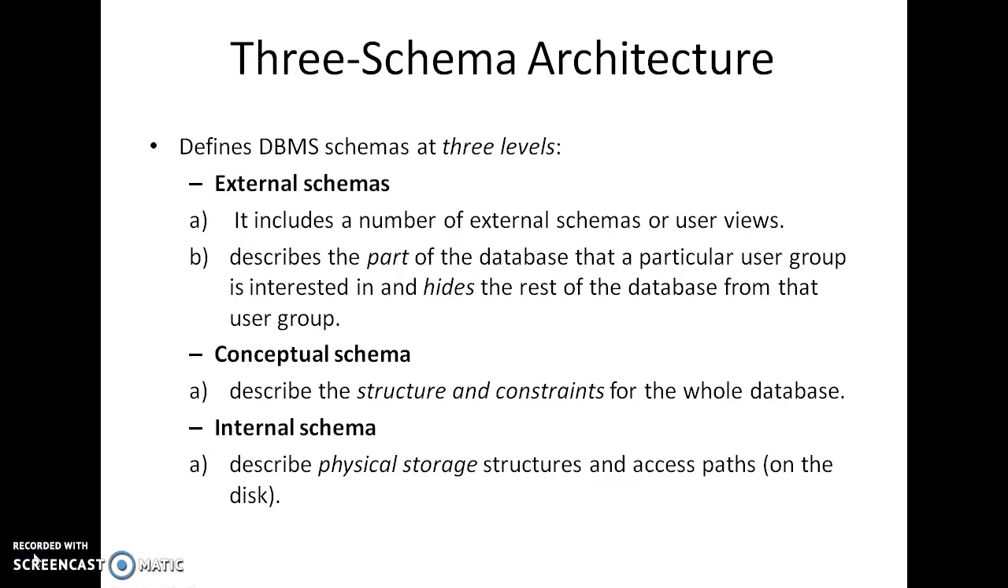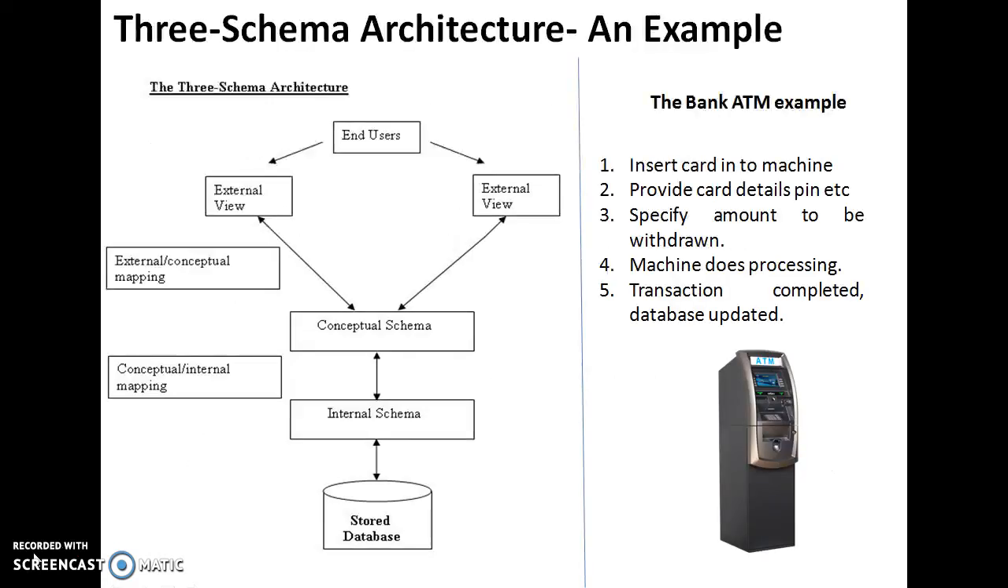The second schema is the conceptual schema, and it describes the structure and constraints for the whole database. For example, if we had specified the amount to be withdrawn something bigger than the actual amount we have in our account, then the machine will show you an error message. So all the constraints get checked at the conceptual schema.